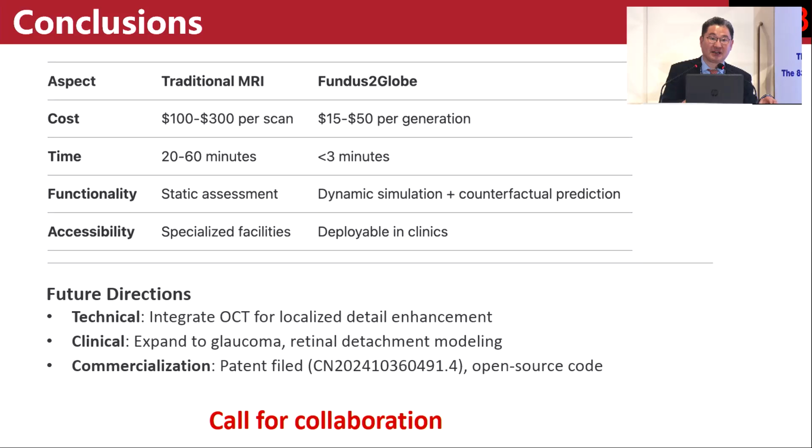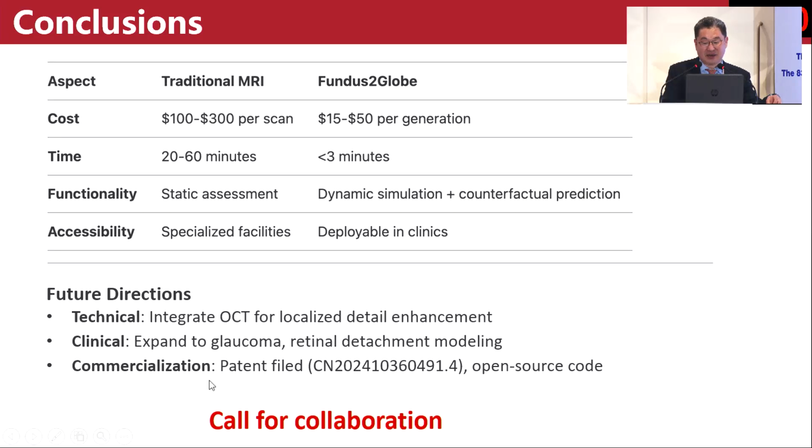And then in conclusion, when you compare, the MRI scan is very expensive, takes a long time to complete, only allows you to do static assessment, and needs to be done in the MRI clinic. But with our fundus to globe, it is very cheap, takes less than 3 minutes, and can also simulate what the ocular shape is going to look like. Now we are also able to combine this ocular shape with the OCT data. You can see what the whole eyeball will look like in the future.